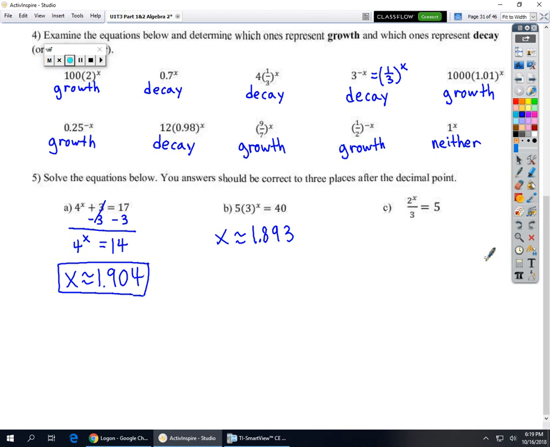Right? And for the last one, I'm just going to show kind of like a mixture of the two methods. 2 to the exponent of x. I'm dividing by 3, so I need to multiply by 3 to get it out. 3 and 3 cancel. I have 2 to the x equals 5 times 3 is 15. I need to know what exponent on 2 gives me 15. Well, I know 4 gets me 16, so it's got to be 3 point something.